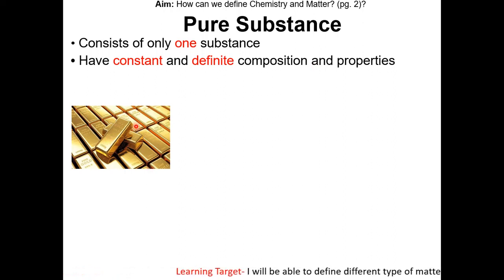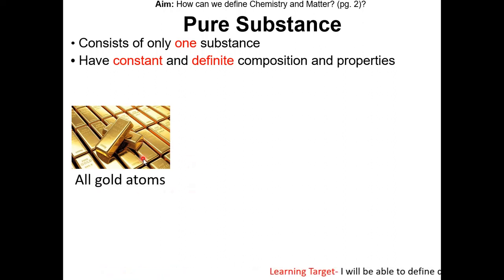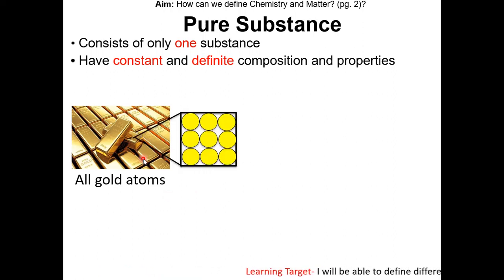For example, these bars of gold are considered a pure substance because they have constant and definite composition and properties. All these bars of gold are made up of gold atoms. Each bar of gold will have the same properties. For example, each one will have the same melting point.